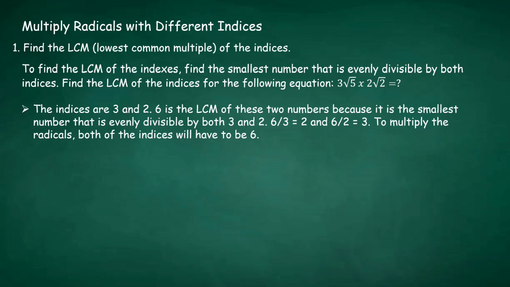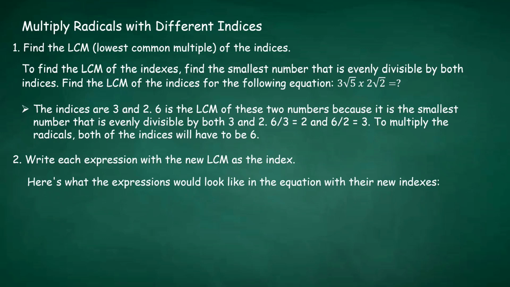6/3 equals 2 and 6/2 equals 3. To multiply the radicals, both of the indices will have to be 6. 2. Write each expression with the new LCM as the index. Here's what the expressions would look like in the equation with their new indexes: 6th root of 5 times 6th root of 2.